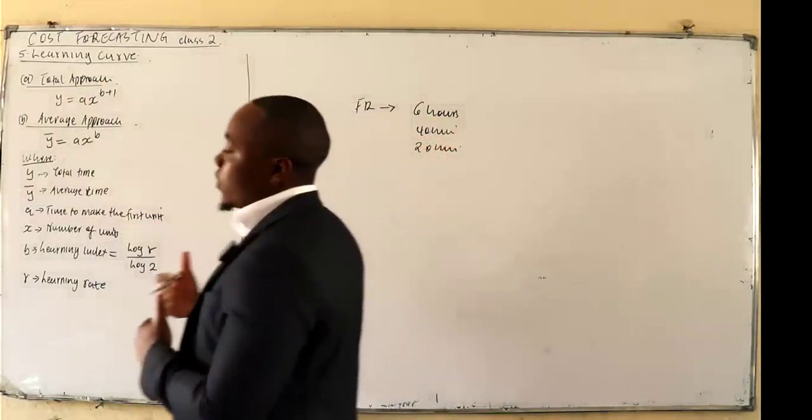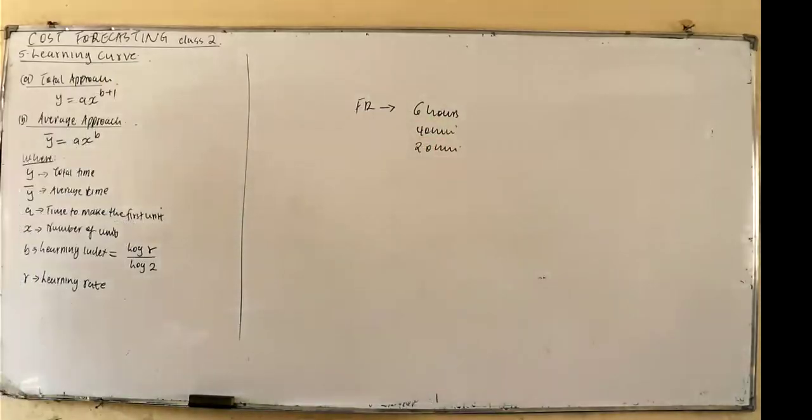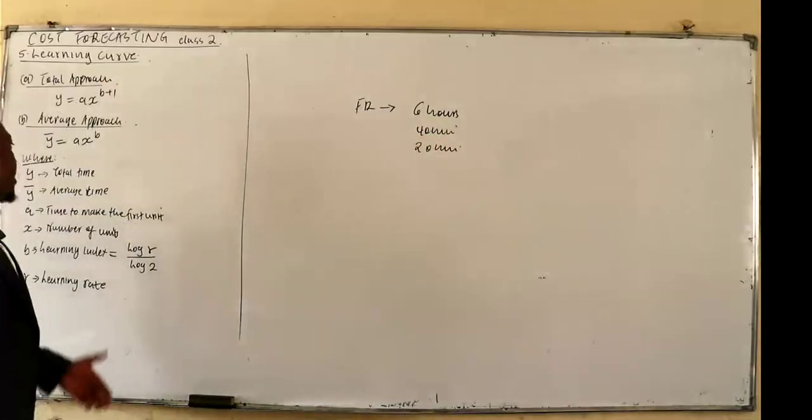Now, that's what we call the learning curve. So you're assuming that as you produce more units, to make the first unit, you have to struggle. But once you're done with the second unit, you have learned something from the first unit, right? So it takes shorter time. That's what we call the learning curve. And this is how it's evaluated.